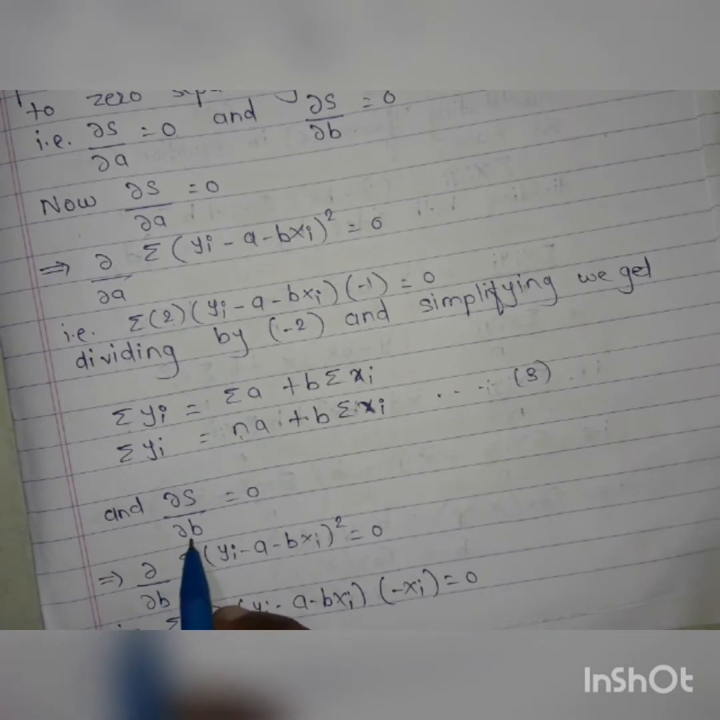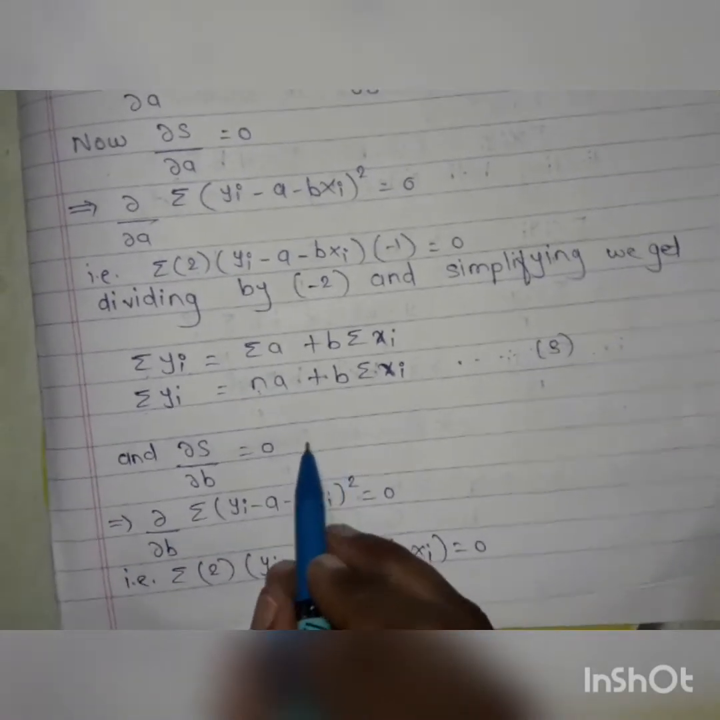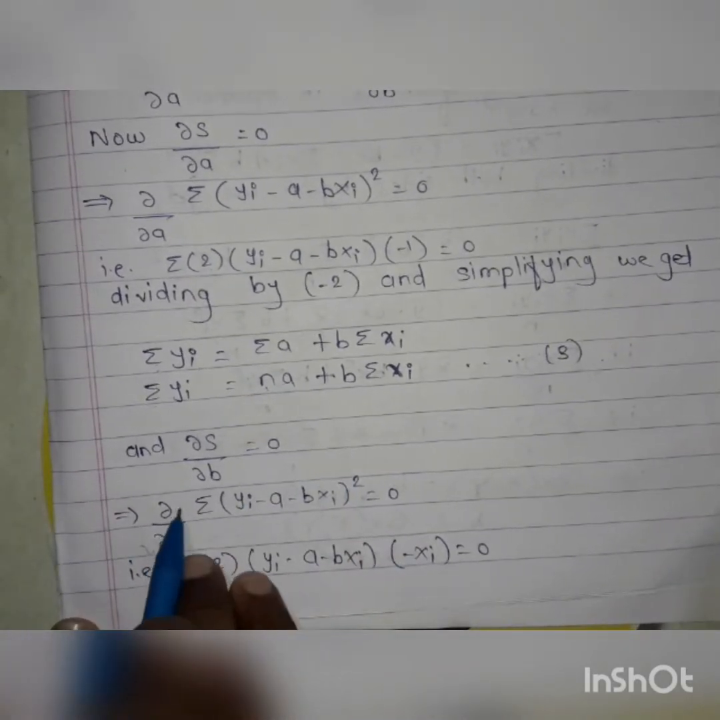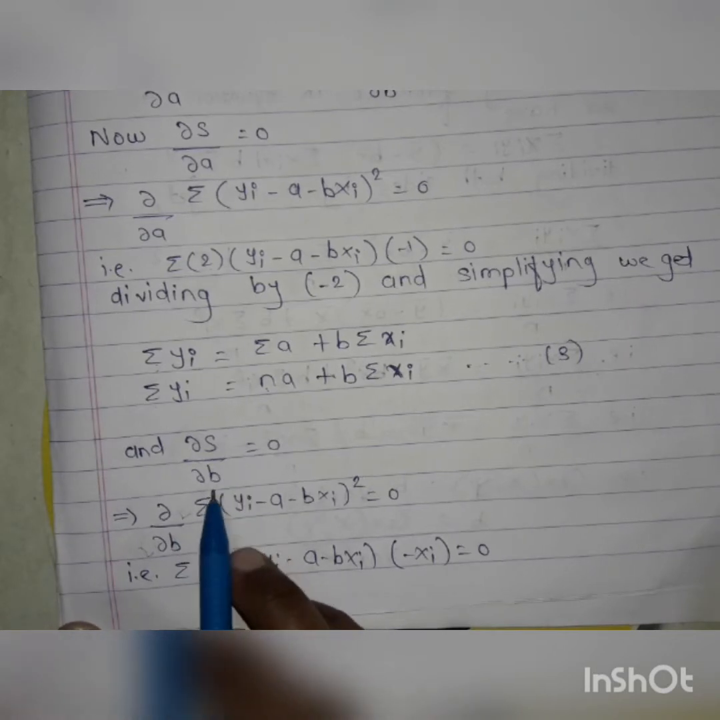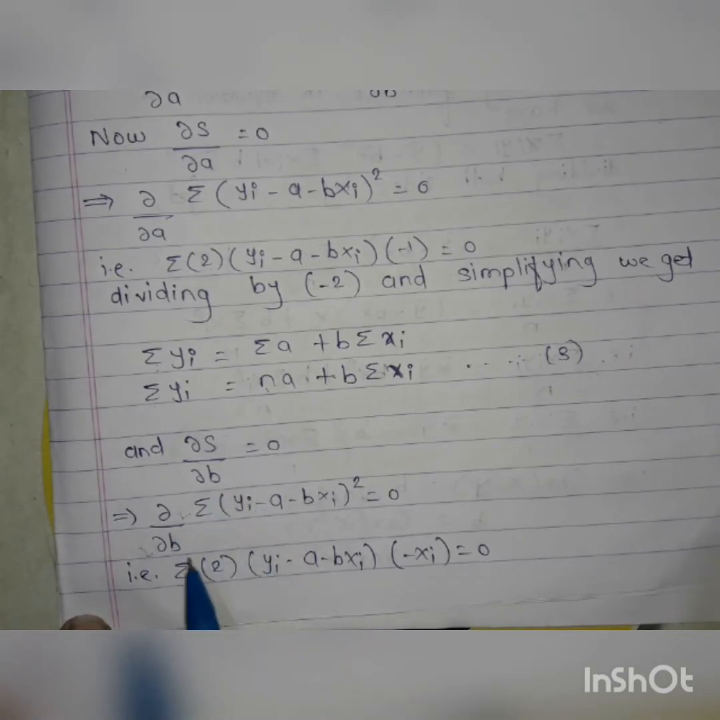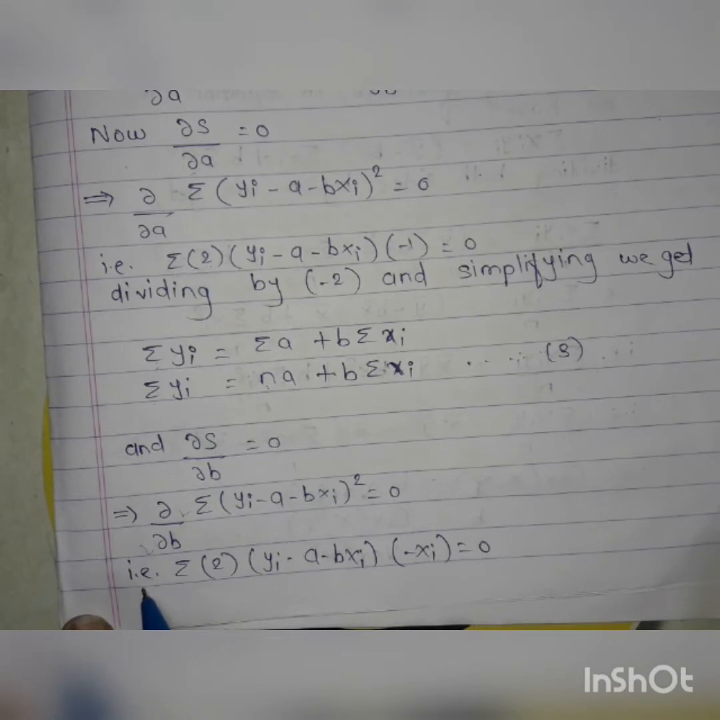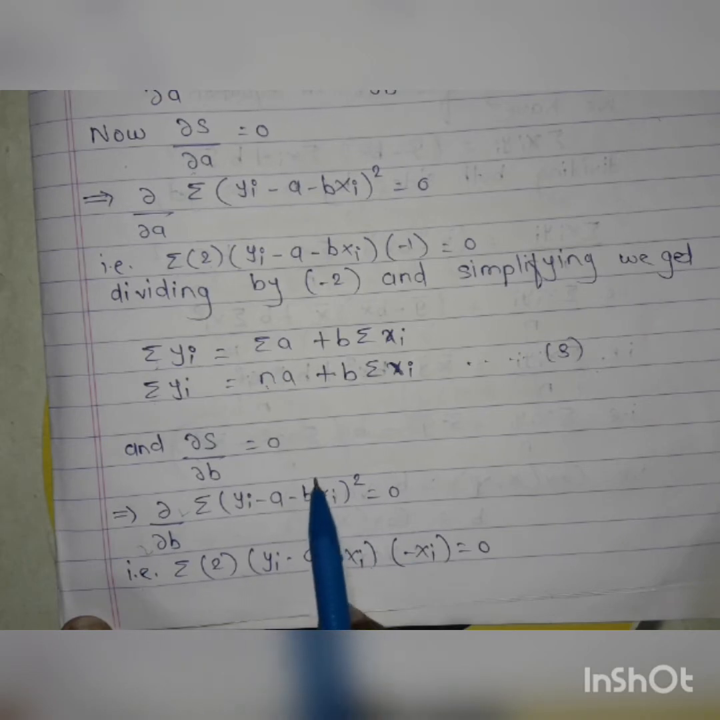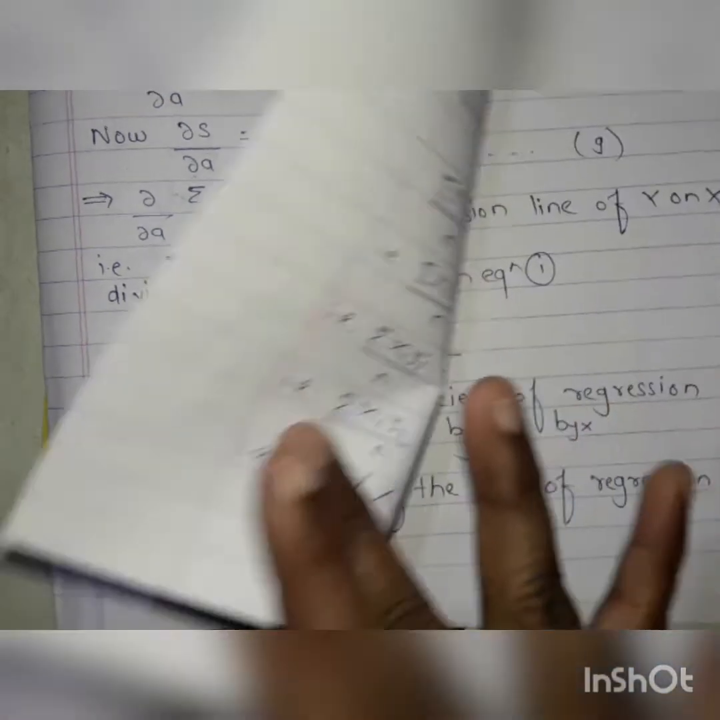And ∂S/∂b = 0, which implies, taking the partial derivative of S with respect to b, we get summation 2 into (yi - a - b xi). In the next bracket, the derivative of this b xi is minus xi, is equal to 0.